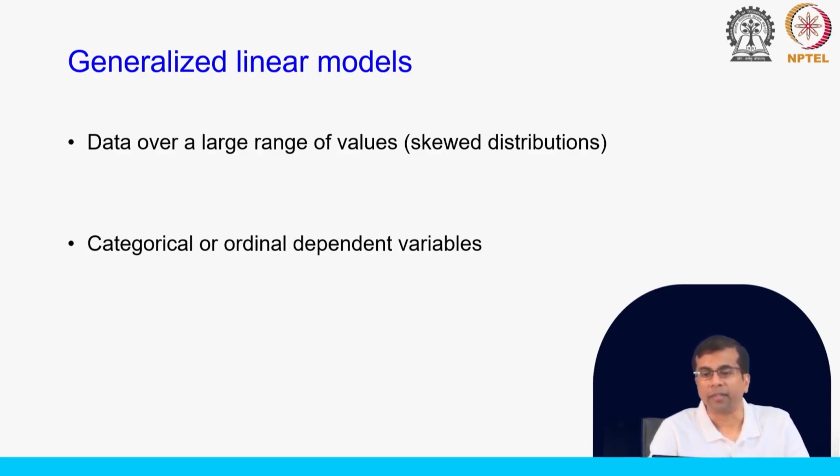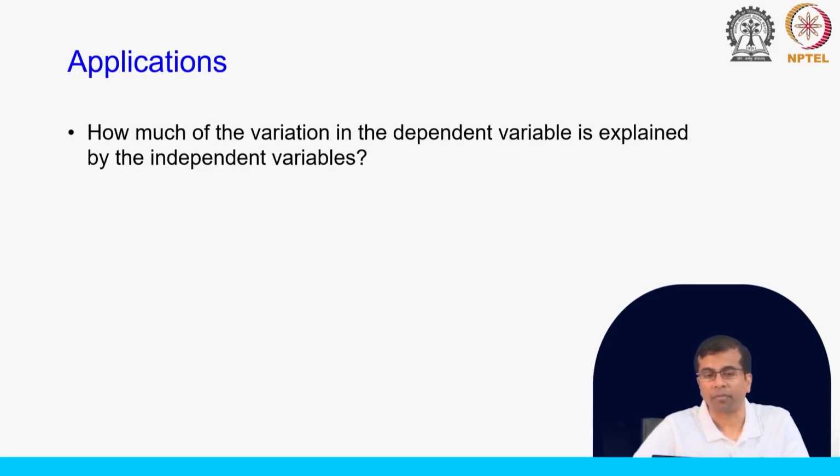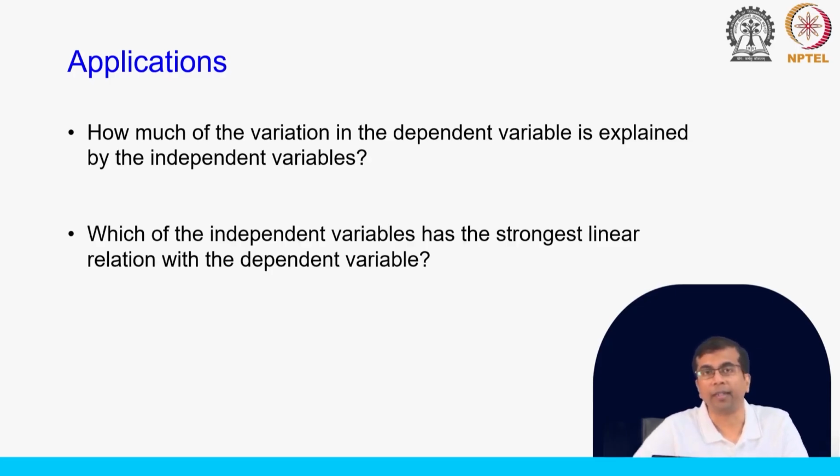Okay, so what are the applications of these linear models? One of the things we can of course answer is how much of the variation in the dependent variable is explained by the independent variables, right. How well can these independent variables explain the variation in the dependent variable, or response variable? The second is which of these independent variables has the strongest linear relation with the dependent variable. That is something we can also understand here, right. Which of these independent variables will affect, impact or influence the outcome the most.